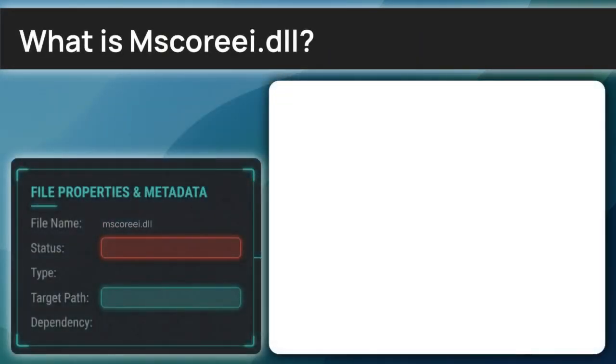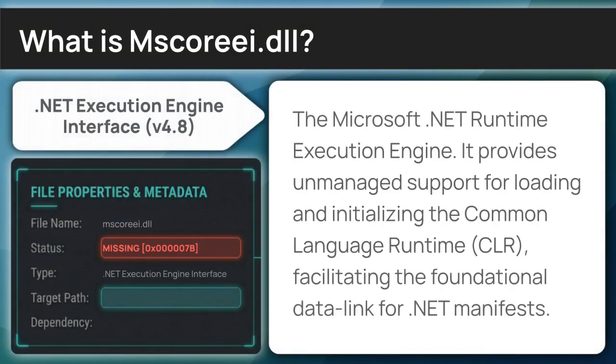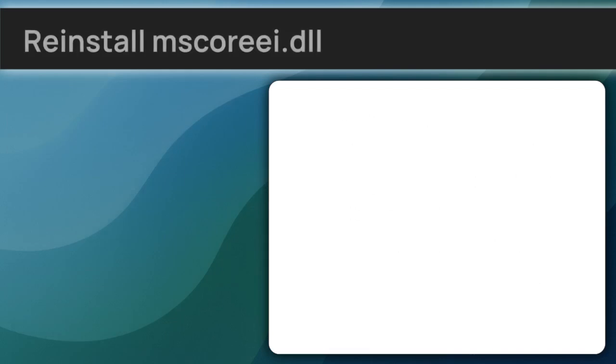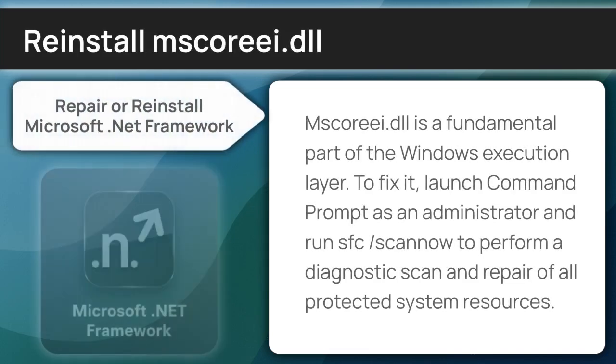This is the Mscoreei, the Microsoft .NET Runtime Execution Engine. It provides unmanaged support for loading and initializing the Common Language Runtime, CLR, facilitating the foundational data link for .NET manifests. With that background out of the way, here is how we actually restore the missing component. Mscoreei is a fundamental part of the Windows execution layer.